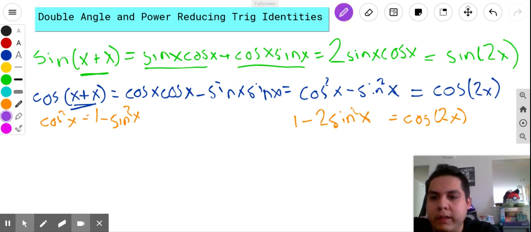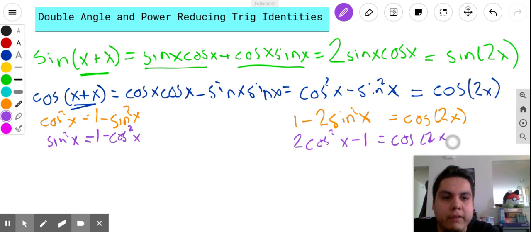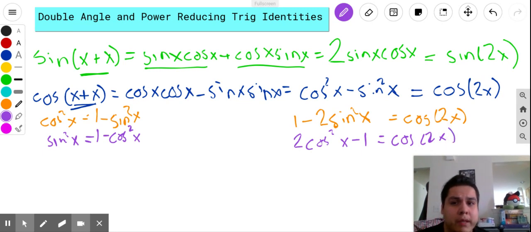And if I replace the sine squared with 1 minus cosine squared, then I would have 2 cosine squared of x minus 1 is also equivalent to cosine of 2x. And you never know which one of these forms would be beneficial to you. So it's important that you think about which one makes more sense in the context of the problem. And we'll get to that a little bit later when we talk about using these identities to solve trig equations. But for now, we're just going to focus on the fact that they exist.